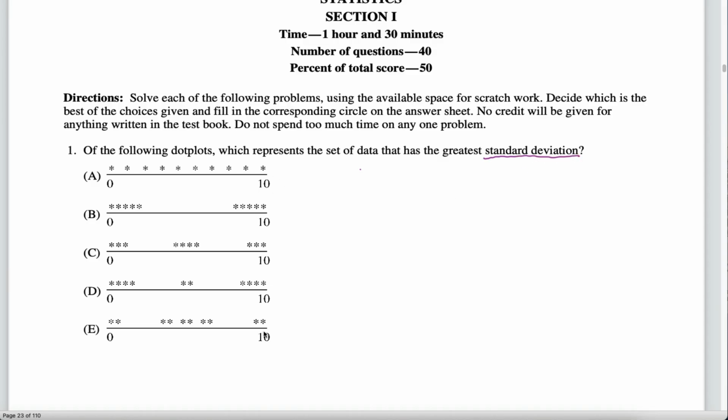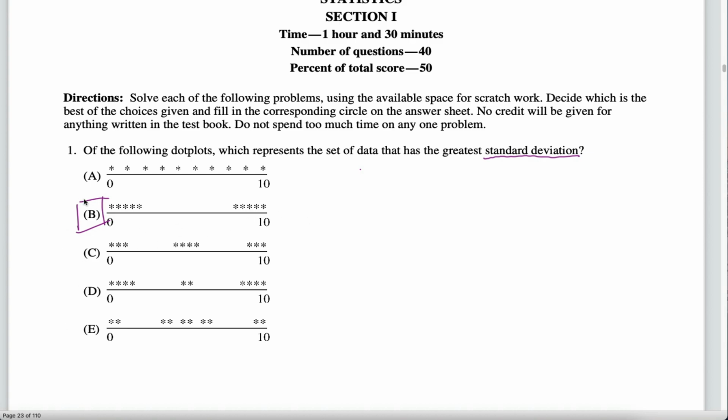If you're able to look at this, spend 30 seconds or so analyzing the different dot plots that represent the different data sets and conclude that set B has the greatest standard deviation, that's great. That ends up being the right answer. And that would have been sufficient to answer this specific question. However, the goal with these videos isn't to necessarily help you answer the questions that were asked in the past. It's to help you prepare for questions that will be asked in the future.